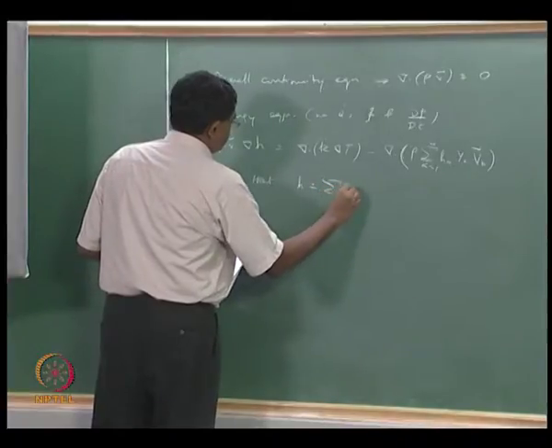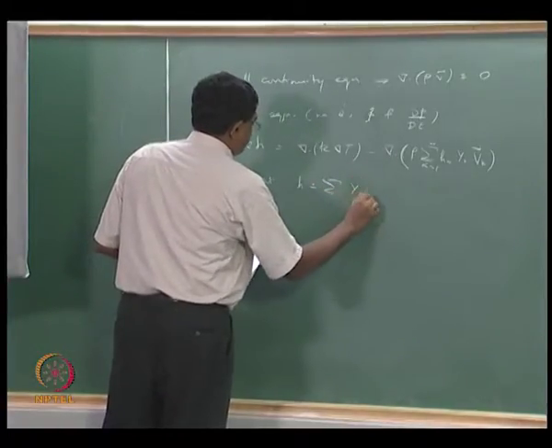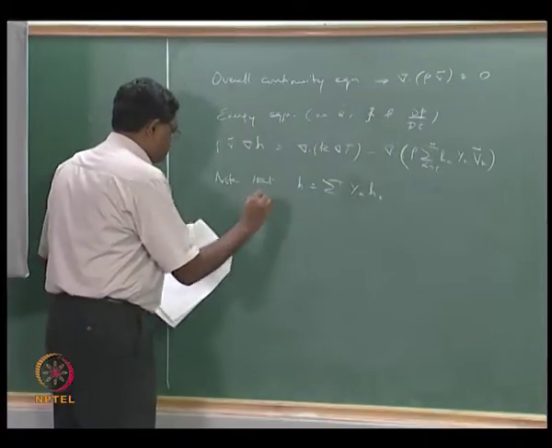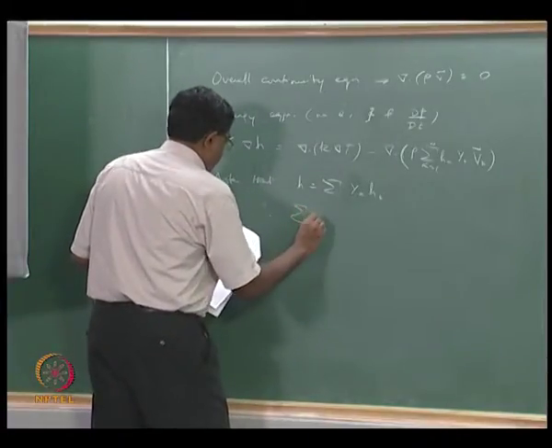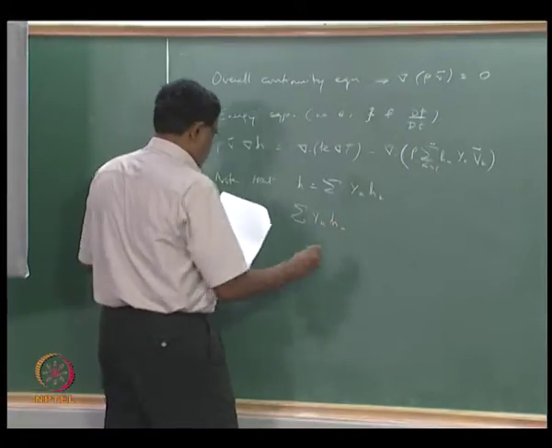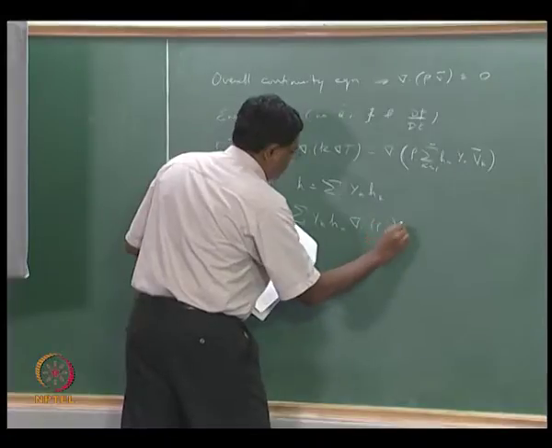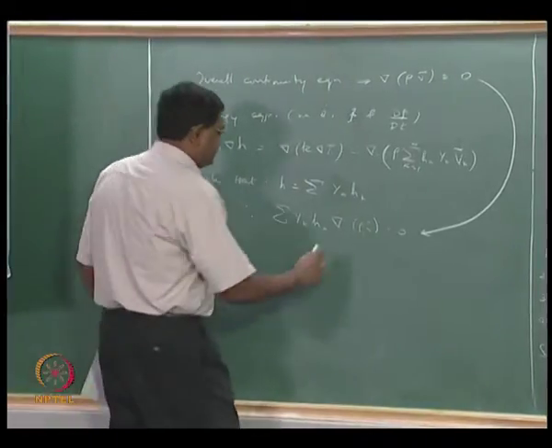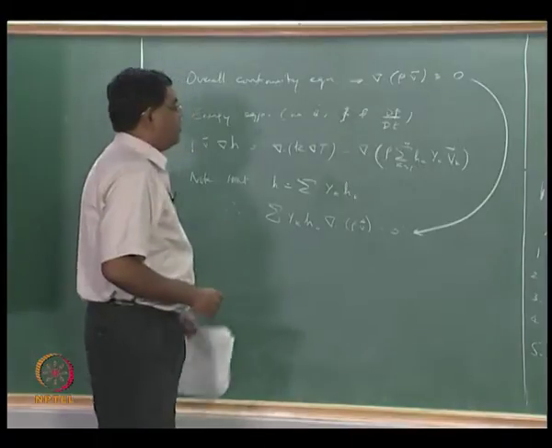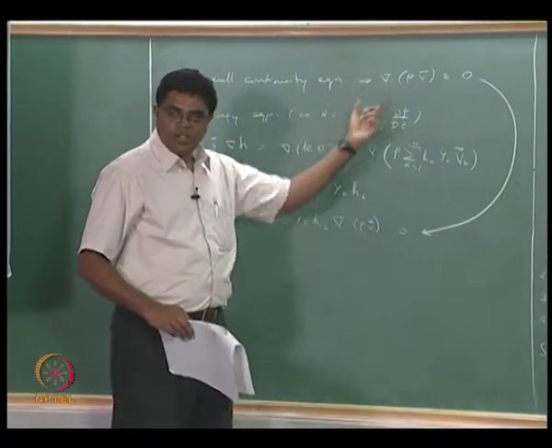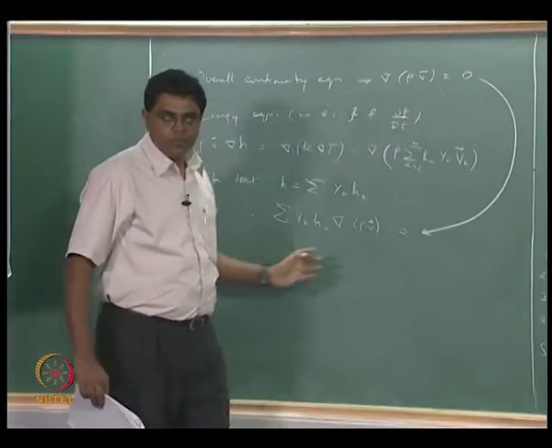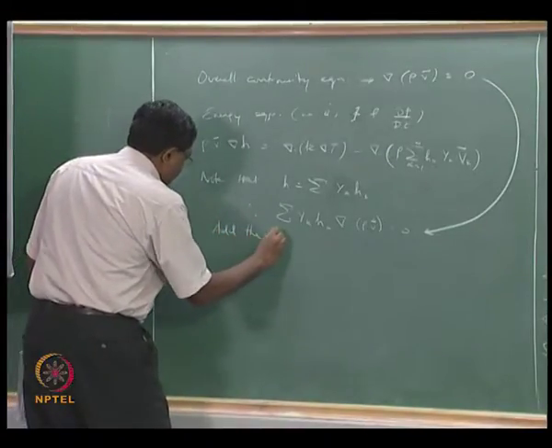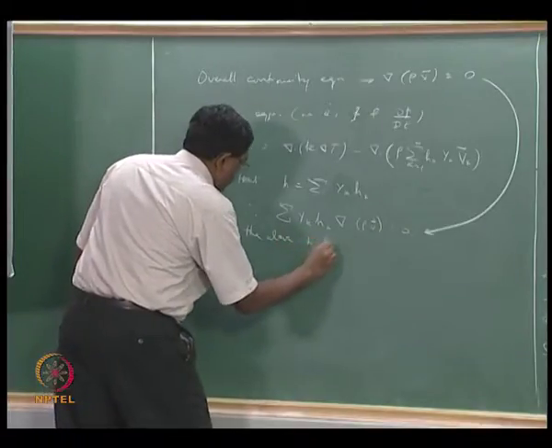Okay, so now note that H is equal to sigma Yk Hk. All right. Now, therefore, sigma Yk Hk times divergence rho v vector equal to 0, starting from here. I just multiplied these two, right, and the right hand side of this is equal to 0, therefore this should be equal to 0. Now add the above to the energy equation.